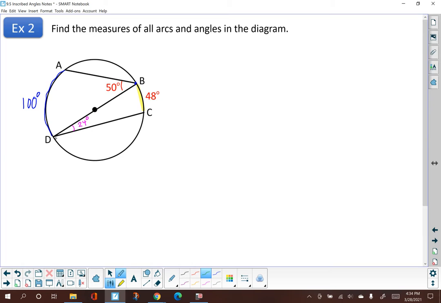Let's find this arc at the top first. Remember, we can always look for diameters to help us. We've got this diameter right here, cutting that circle into two 180-degree arcs. So arc AB would just be 180 minus 100, which makes that an 80-degree arc. And down at the bottom, again, we have that diameter that creates this 180-degree arc. So this would be 180 minus 48, which is 132 degrees. And so we found all the arcs and the angles on that diagram.